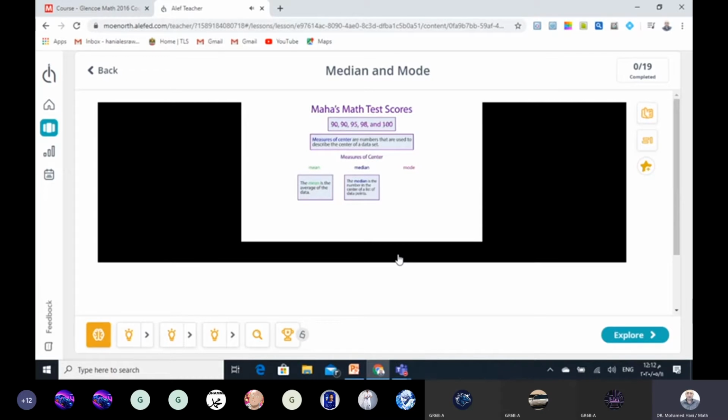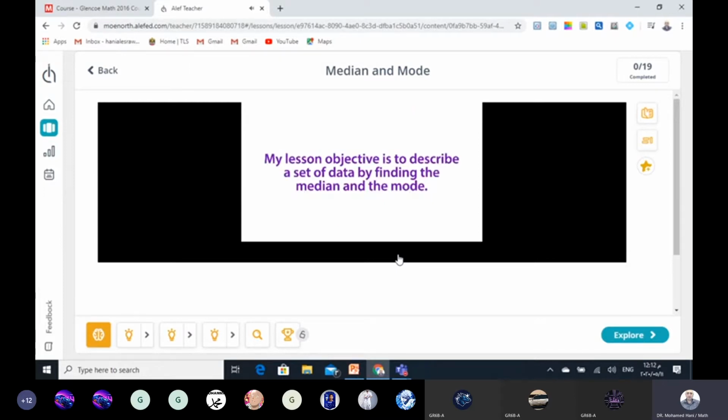Maha's median test score is 95. The mode is the number or numbers that appear most often. The mode is 90. In today's lesson, you will learn how to describe a set of data by finding the median and the mode.